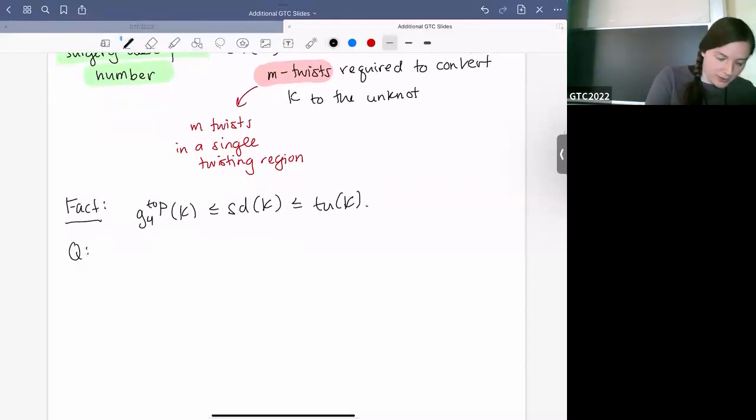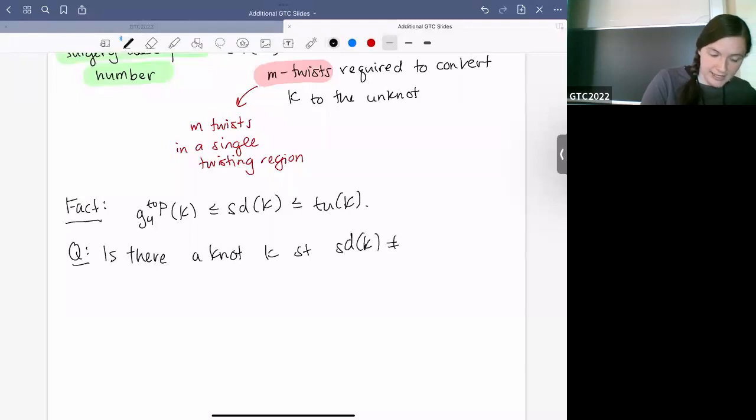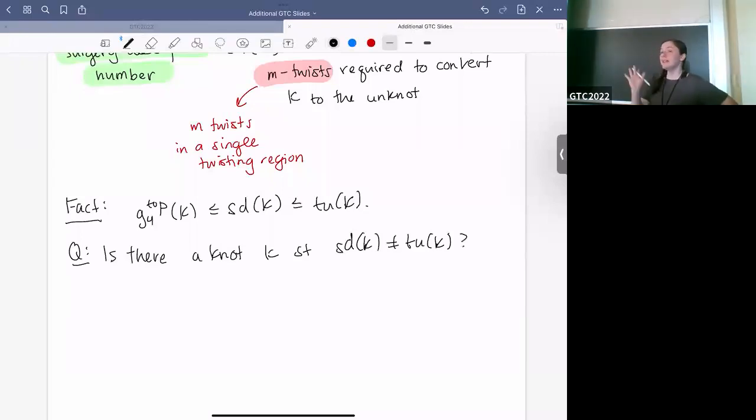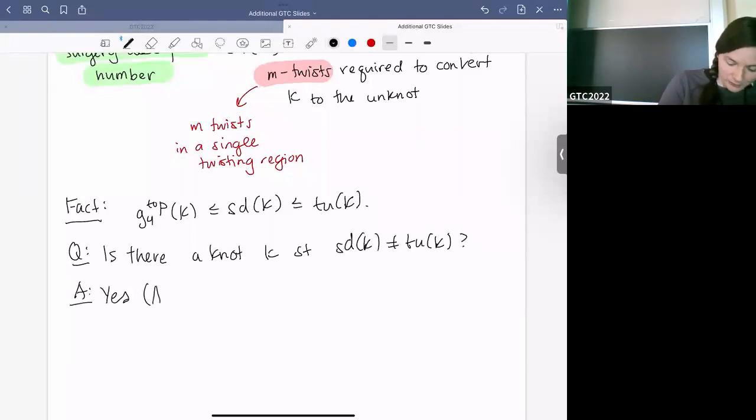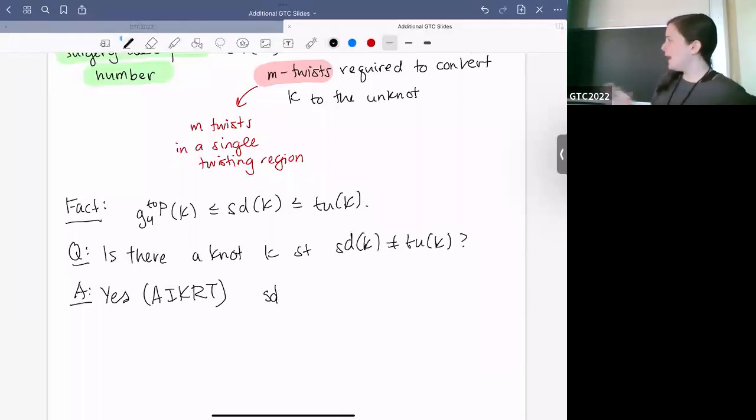And so maybe that's the first question you should ask me: is there a knot K such that the surgery description number is not equal to the untwisting number? And the answer is yes. But as far as we know, that is a brand new result. So I'm going to attribute that to that long list of people at the beginning and just call it expert. So it's me and my co-authors. So yes, but we only know of 2. Okay, we expect that there are infinitely many. We expect that these 2 can be arbitrarily far apart. But as far as we can tell in the literature and in our own work, we know of 2.